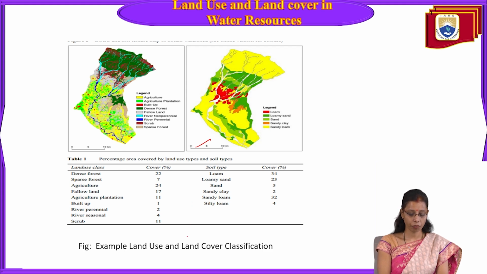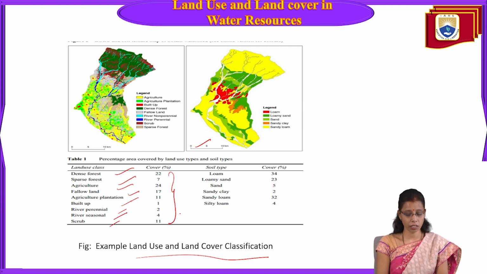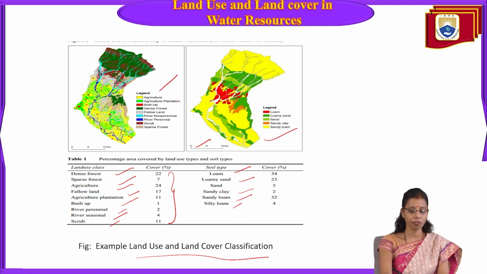In this example, if you see here, the area covered has a land use classification: dense forest, sparse forest, agriculture, fallow agriculture, plantation, built-up land, river perennial, seasonal scrub. All this classification is given in the land classes. And what are the soil types? You can see the soil types here: loamy sand, sandy clay, sandy loam, and this classification is only for the sand. And here we have the classification for land use and land cover.